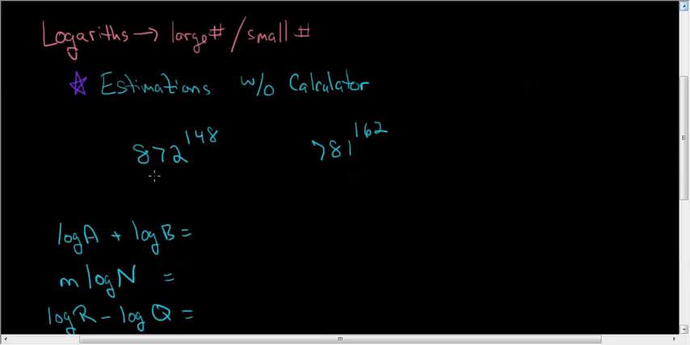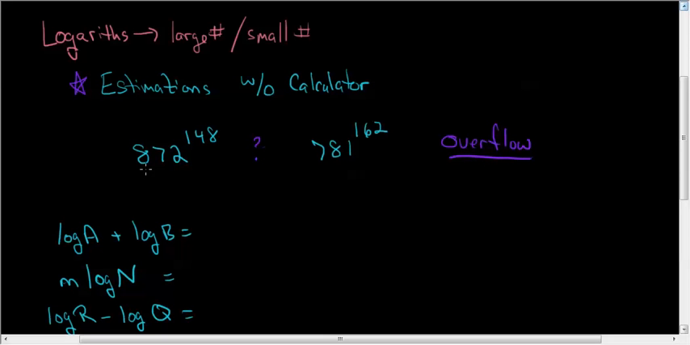For example, which is larger, 872 raised to 148 or 781 raised to the 162? If you put those in your calculator, the calculator is going to give you overflow, which means it's more than 10 to the 99th.